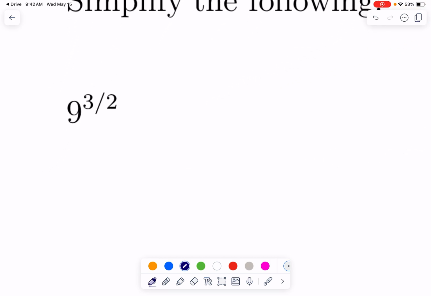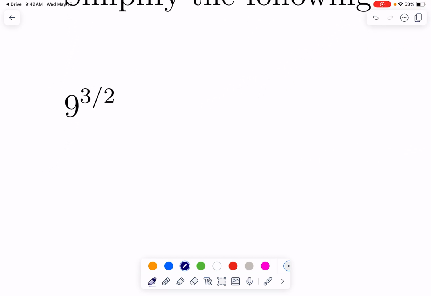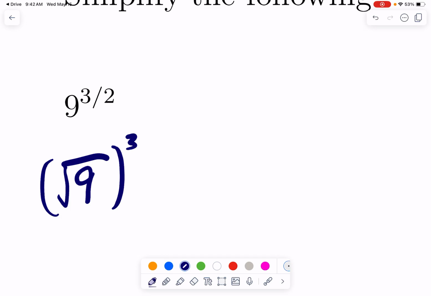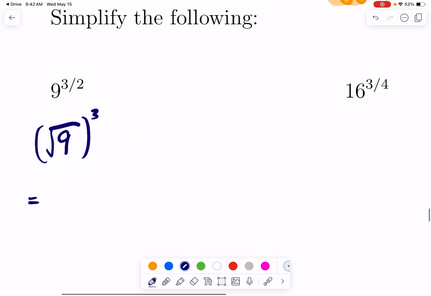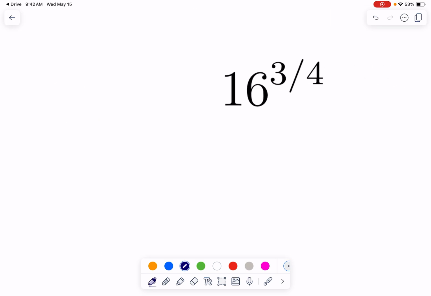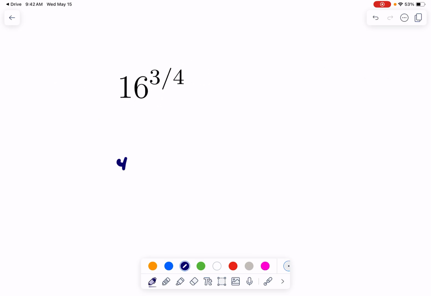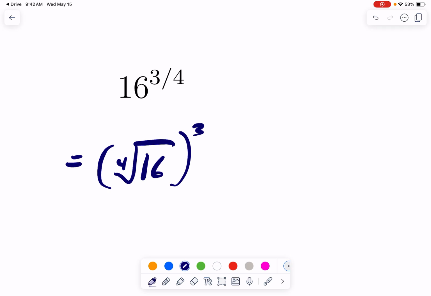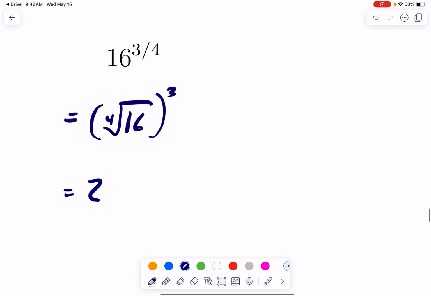Okay, so this means we have a third power, but a second root, a square root. So I have the square root of 9 and the third power of that. Square root of 9 is 3. 3 to the third is 3 times 3 times 3, which is 27. Here I have a fourth root and a third power. The fourth root of 16 is 2. 2 to the third is 8.